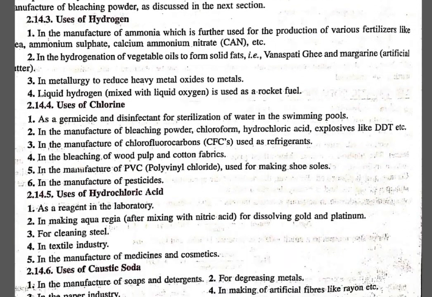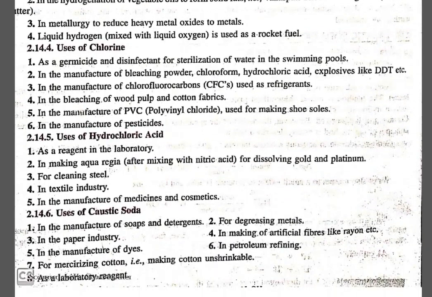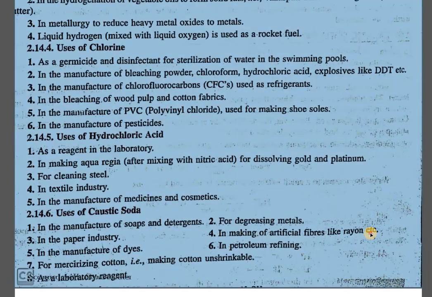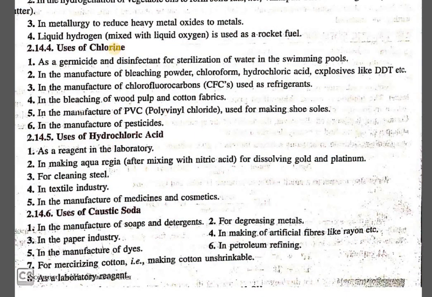Now let's talk about the uses of chlorine. When we talk about the uses of chlorine here, it can be used as a germicide or a disinfectant for sterilization of water in swimming pools. You all must be knowing about the process of disinfection, which is actually killing of the germs or removing the infection, and that's why it is called a disinfectant. Secondly, chlorine is used in the manufacture of bleaching powder, about which we will study in detail.